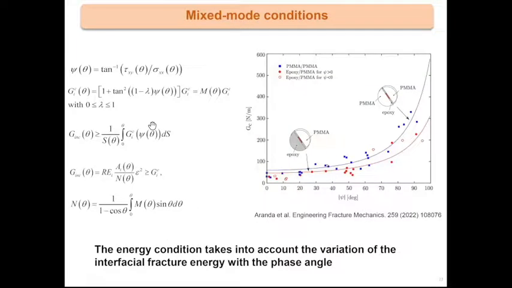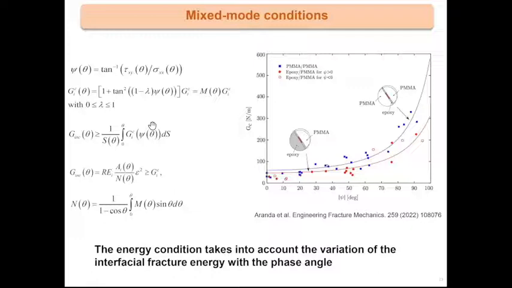Okay, for the energy condition, what you can do is to introduce the mode mixity, usually defined as the ratio between the shear and the normal stress. And then one solution is to use an empirical law which links the interfacial fracture energy to this mode mixity. This is a phenomenological law introduced by Hutchinson and Suo, and lambda is a parameter you have to fit with experimental data.